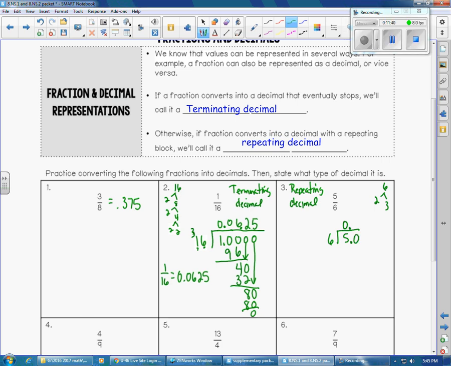See if you can take it from here. So go ahead and pause the video. See if you can finish this division. Don't cheat, please. Don't use a calculator. See if you can do it with long division, and then come back and check your answer.